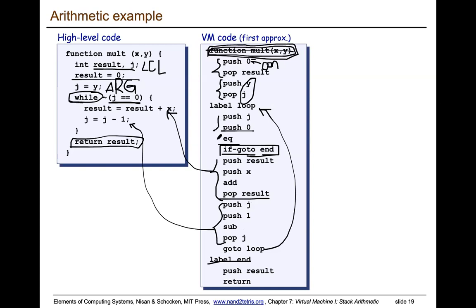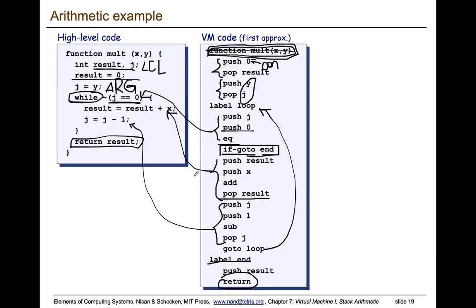So this one is the control: whether j is equal to 0 or not, right? So this one is quite straightforward. And then I push the result into the stack so that it will return. Next class, we will do function call and return, so in this class, you don't need to worry. And now this is the first generation of the virtual machine code.